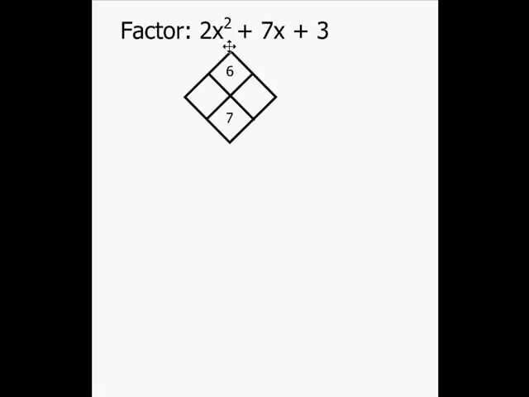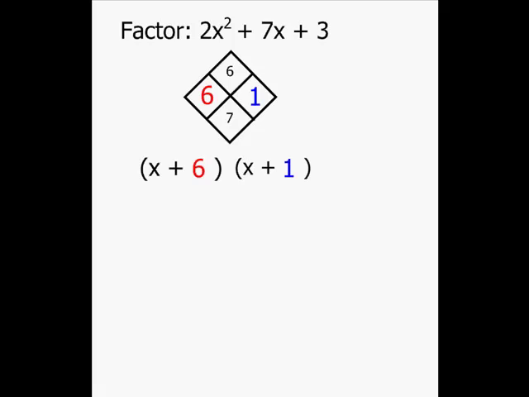But the difference with the diamond problem is that the way you find the product is you multiply the a and the c values, so you get 6. So now we're looking for two numbers that multiply to 6 but add to 7. And so those numbers are going to be 6 and 1.